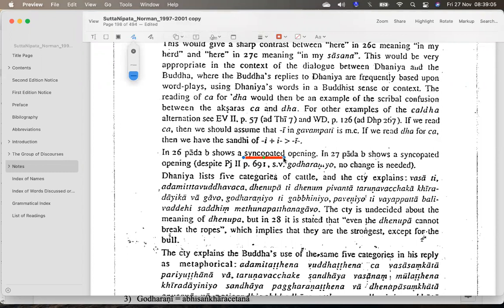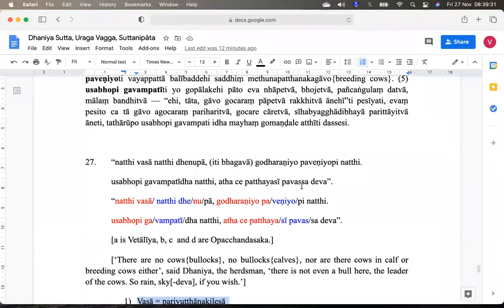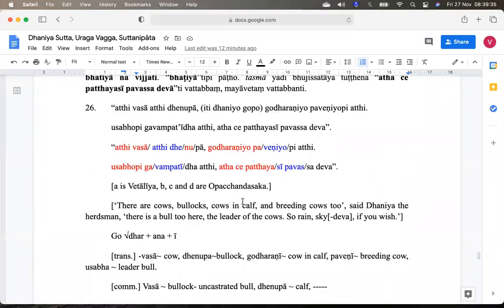Syncopated means the strong beats are made weak, or the weak beats are made strong. So in Pada B, in that syncopated opening we find, according to the scholar Kia Norman, because he thinks in this stanza, not only in the 26th, even the 27th also, Pada B, he wants to say this Godaraniyo, the long one, should be considered as a short one.